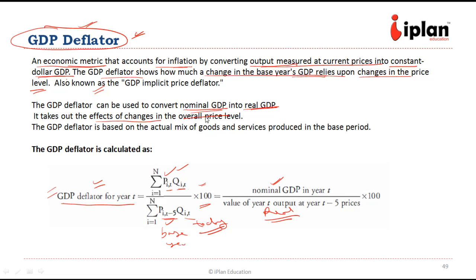That is the objective. And one thing which is important about the GDP deflator is that it is based on the actual mix of goods and services produced in the base period. Let us look at some more terms.